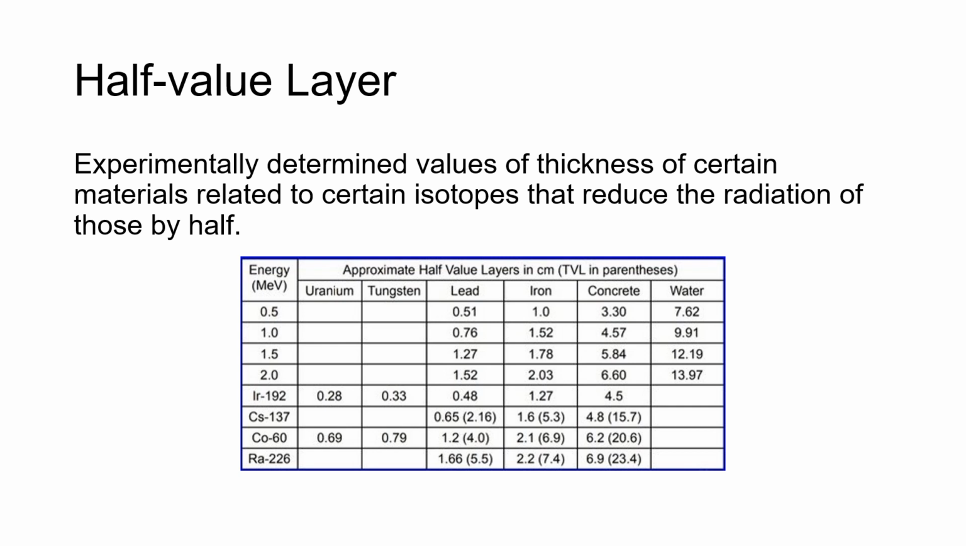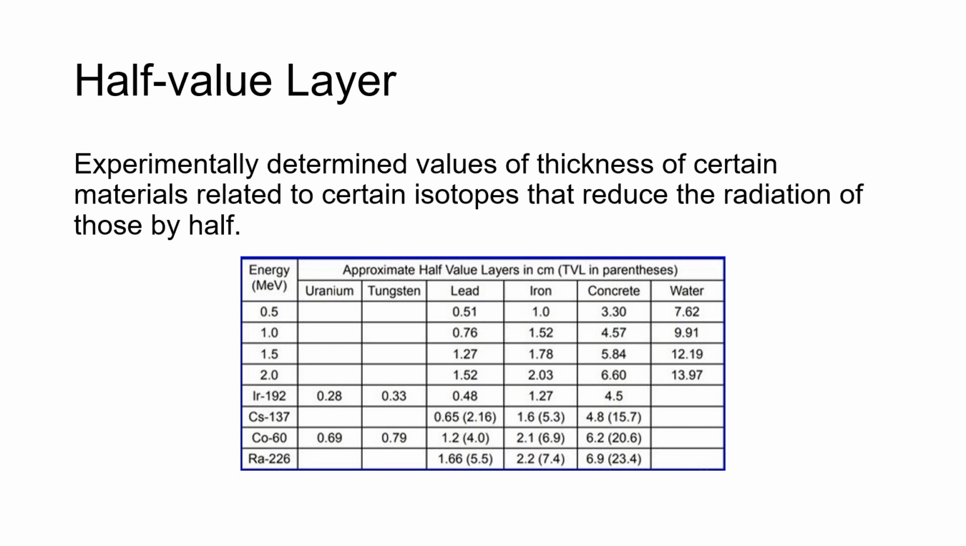The half value layer is a concept that is related to experimentally determined values of thickness of certain materials related to certain isotopes that reduce radiation of those isotopes by half. In other words, how thick does a specific kind of material need to be to reduce the activity of a certain radioactive isotope by half? This concept is really helpful when trying to determine how much of a certain material you need to shield properly from whatever radioisotope you're working with.